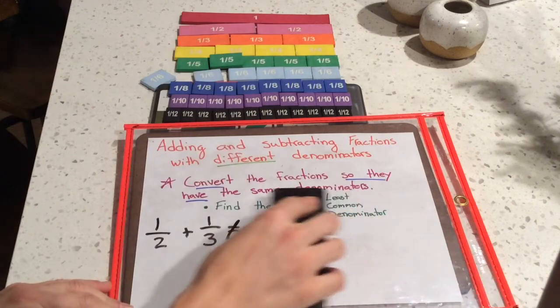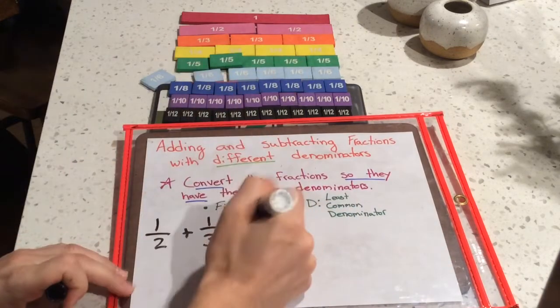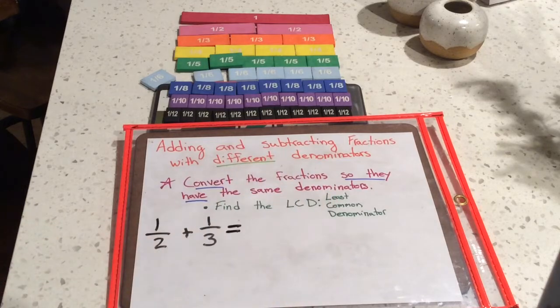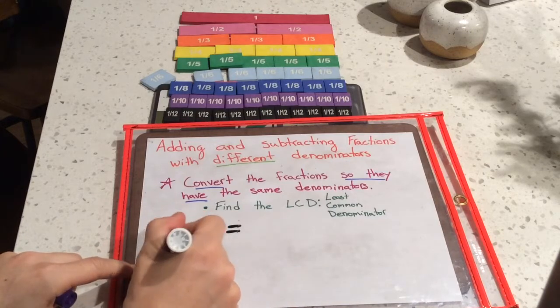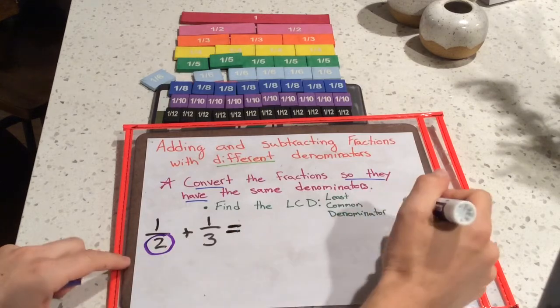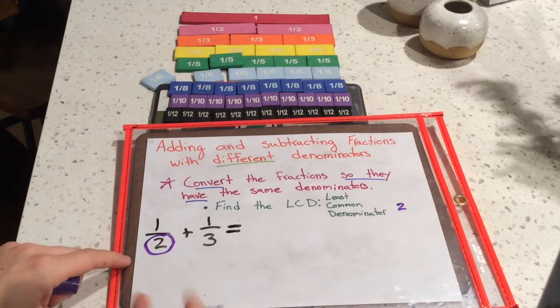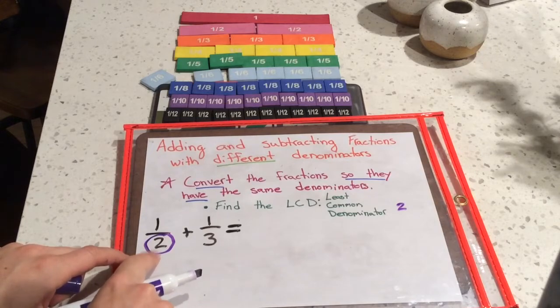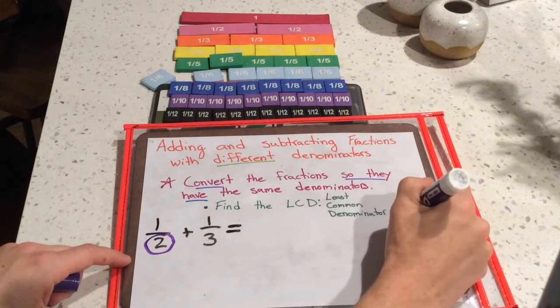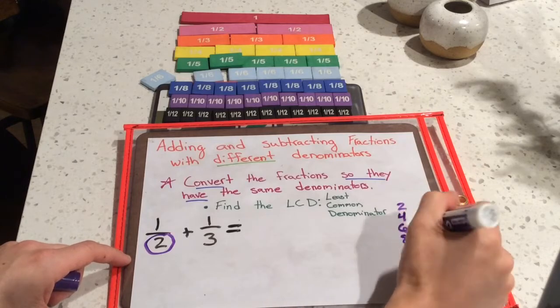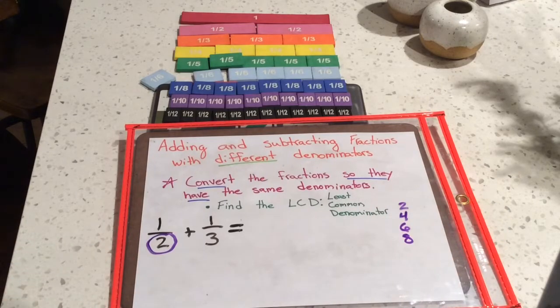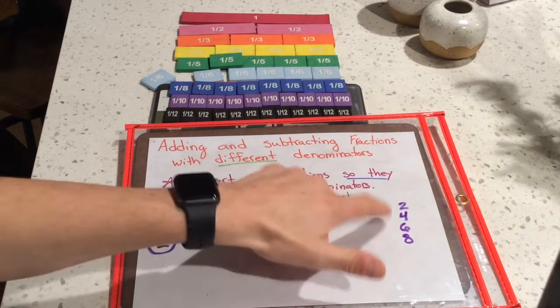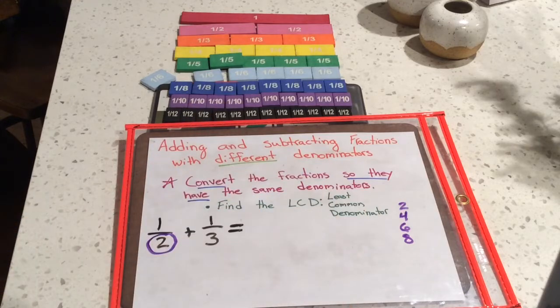So what we want to do, I'm going to go back to our original equation here. What we want to do is find the least common denominator. And in order to find the least common denominator, I'm going to start with the 2 over here. And what I'm going to do is I'm just going to make a list of skip counting numbers by the denominator. So I'm going to skip count by 2. I'm going to find the multiples of 2. So I have 2, 4, 6, 8. You can keep going. Typically you're able to find the LCD in 3 or 4 skip counting numbers. Sometimes it takes a little bit more.